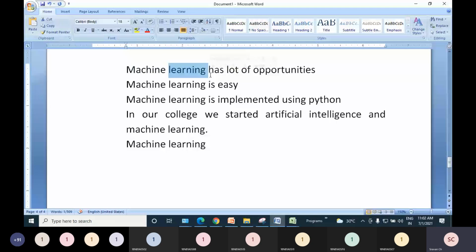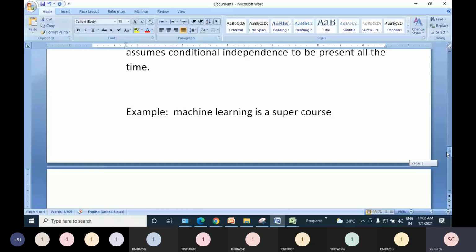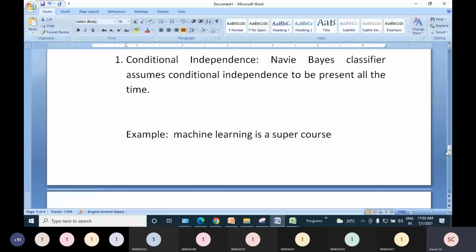So not only between words, there can be conditional dependence between some activities also, right? So conditional independence is not really possible every time. That is the summary. Conditional independence is not possible every time, and the naive-Bayes classifier assumes conditional independence to be present all the time. But we have seen an example. So there can be conditional dependence among words.